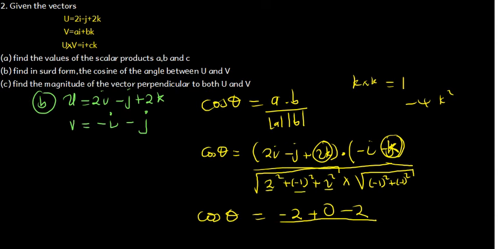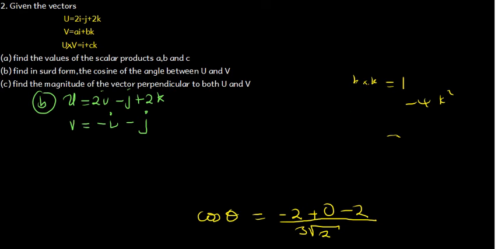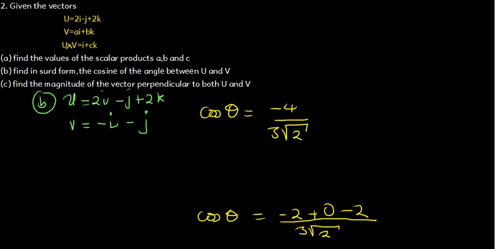This is a 1. So we've got 4 plus 4, that is 8 plus 1, which is 9. And the square root of 9, that is a 3. And then we also have 1 squared, which is a 1. So square root of 1 squared plus 1 squared, that is a square root of 2. And so we're going to find that cos theta is going to be equal to negative 4 divided by 3 root 2.